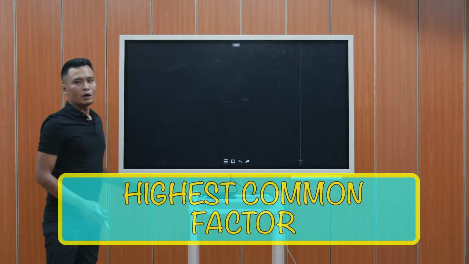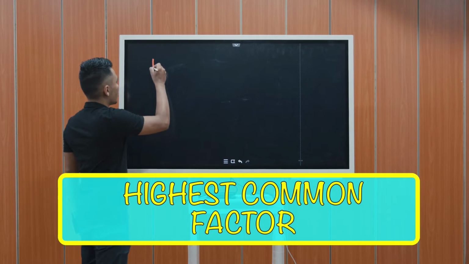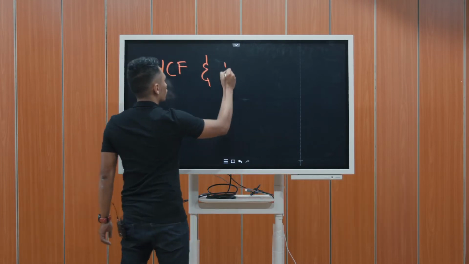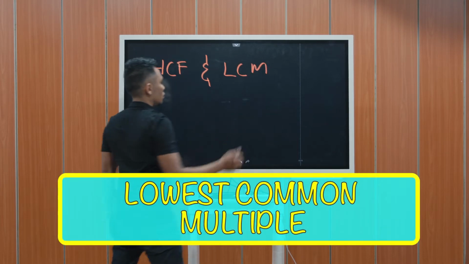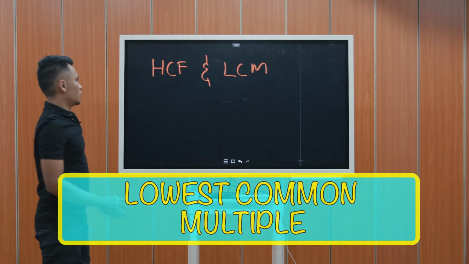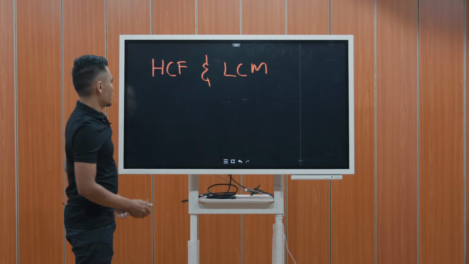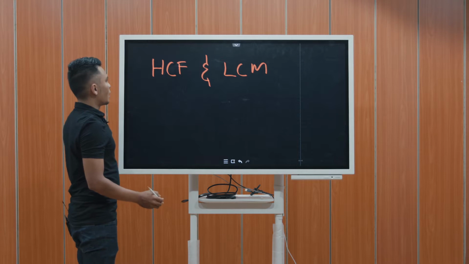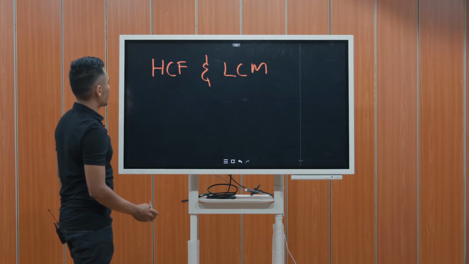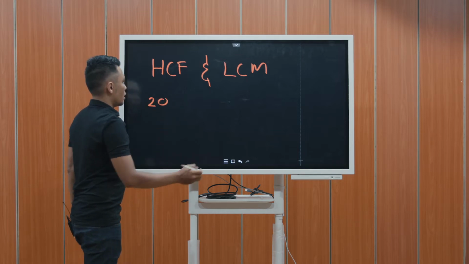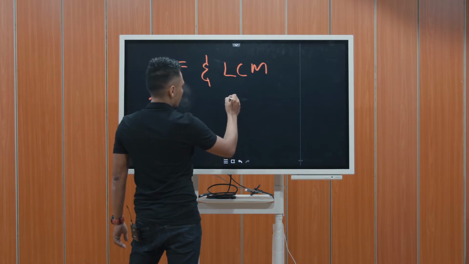Okay, hello. Today we are going to learn about highest common factor and also lowest common multiple. So before we start, we need to know why it is highest common factor and not lowest common factor. I'll give you an example. Let's say I have the number 20 and also 38.